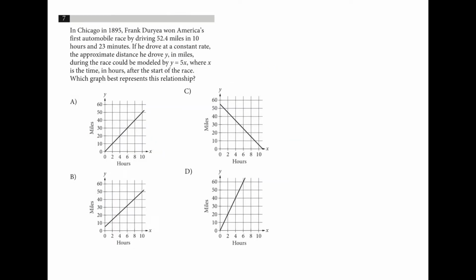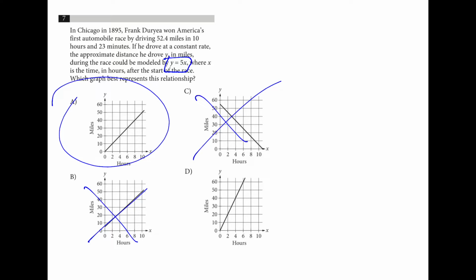So Frank Duryeah won a race. He drove at a constant rate, and this was the equation. So the ones that start off not at 0 are wrong. And then we want to end at 1050, which is this one, because it's a constant rate. After 10 hours, drove these 52 miles.